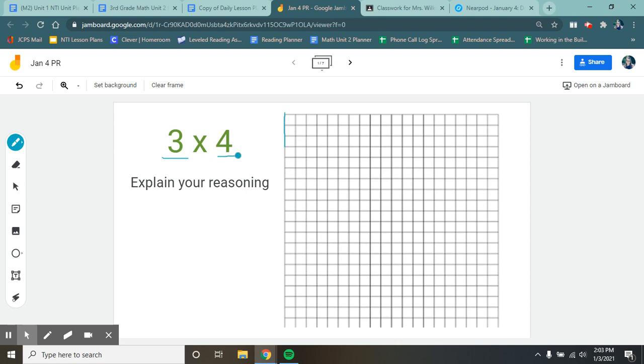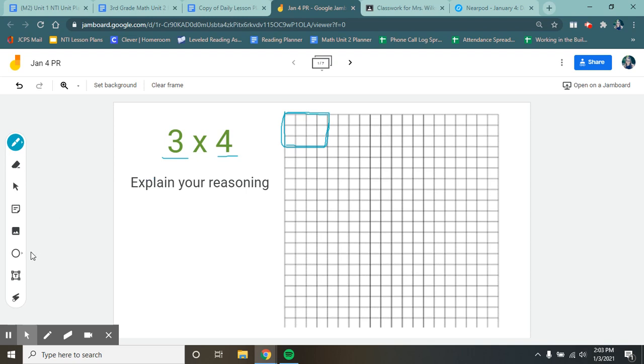The next factor is 4. So I'm going to count over 4 because 4 rows. 1, 2, 3, 4. So I'm going across the shape now. And then once I have those two pieces, all I'm going to do is connect the shape. I'm just going to connect it to the other lines that I've already drawn.